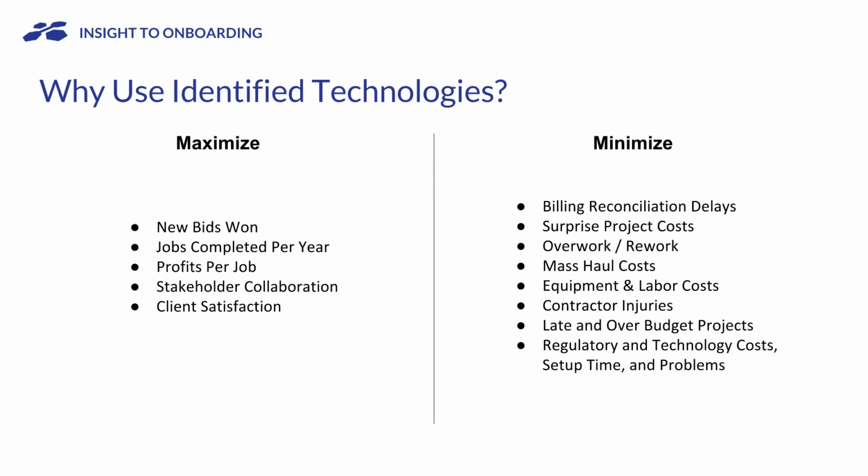So in terms of why use Identified, it's winning more bids, completing more jobs, increasing your efficiency and profits, helping your stakeholders collaborate with more transparency, and keeping your clients more satisfied. And with that, you get to minimize billing delays. Instead of waiting 2 months for your survey data to come back, you fly in the afternoon, you have your data waiting for you the next morning, and you can bill based on that.